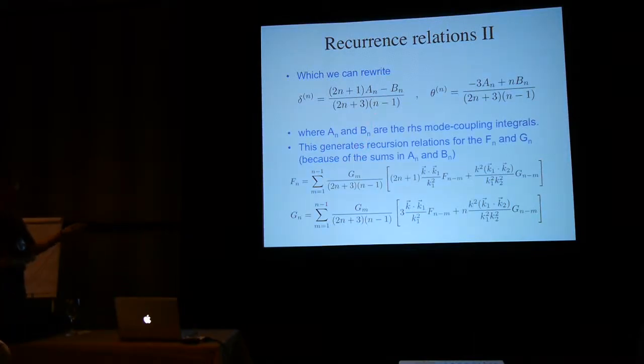So if I call A and B those mode coupling integrals on the right-hand side, then you can simply rewrite these equations for delta and theta in terms of the following things. And then, of course, these A's and B's involve those sums over the lower order terms. And so you end up with this recurrence relation for F and G in terms of the lower order F's and G's. So there's a little bit of algebra in there that I've skipped over. It's not very hard to do. You can work it out in a couple of pages. And then you can see these k dot k over k squared terms that came in directly from the structure of the underlying equations and the way in which that nonlinearity occurred.